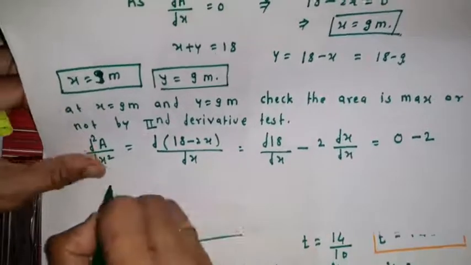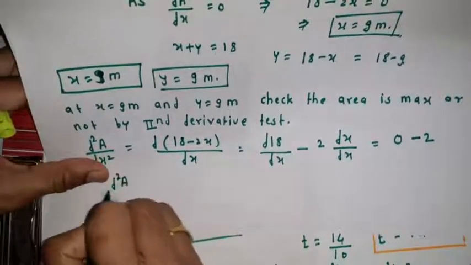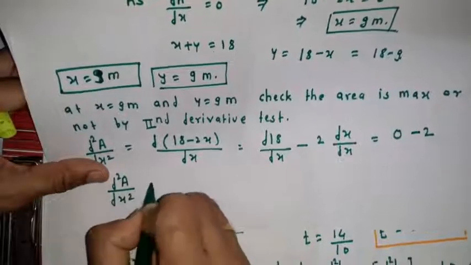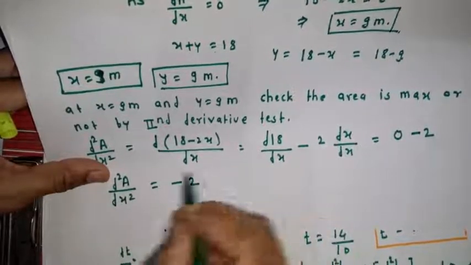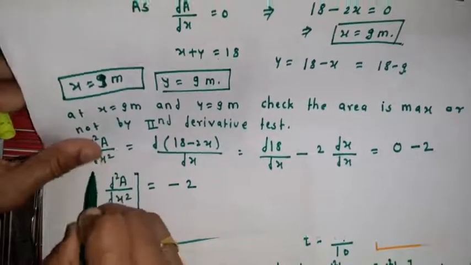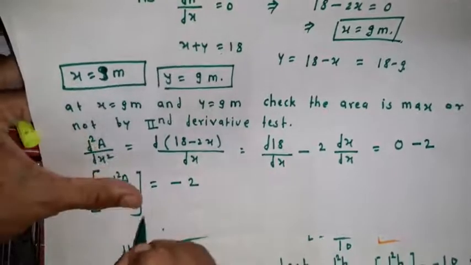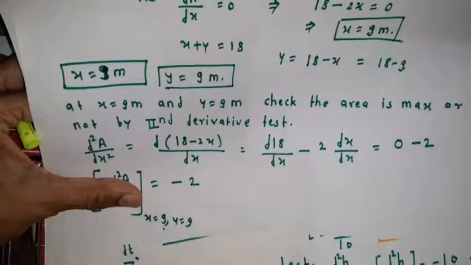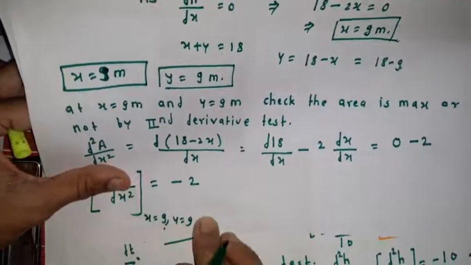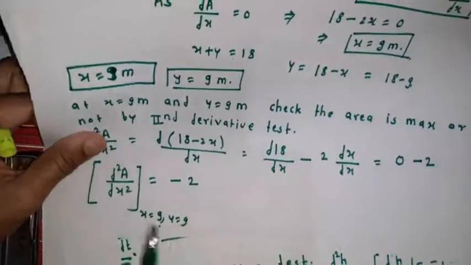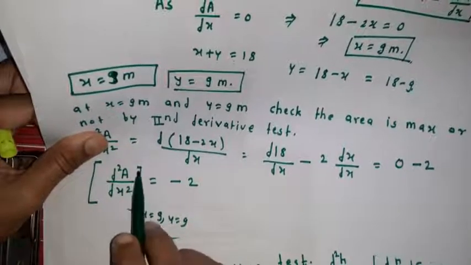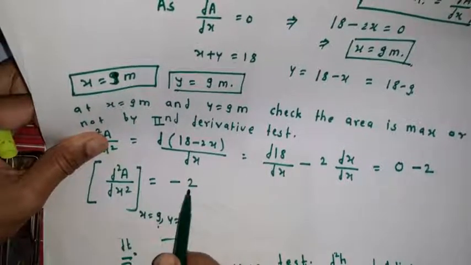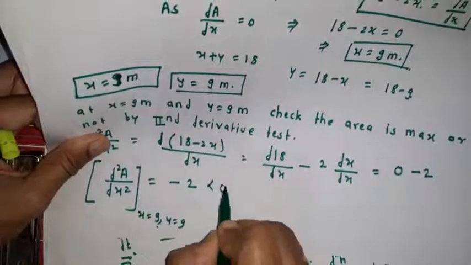d²A/dx² equal to minus 2 at x equal to 9 and y equal to 9. At x equal to 9 and y equal to 9, d²A/dx², that is the second order derivative, is minus 2, and which is negative.